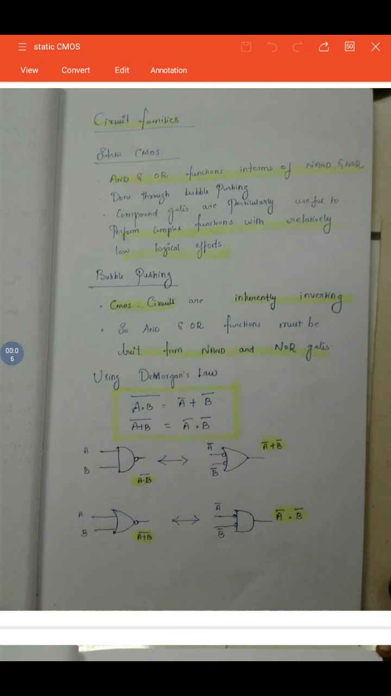Today we are going to discuss the circuit families topic in unit 2 of VLSI design. Under this topic we are going to discuss static CMOS circuits. Actually, in static CMOS circuits, the AND and OR functions can be converted in terms of NAND and NOR. And how we can convert this is by means of the technique called bubble pushing.